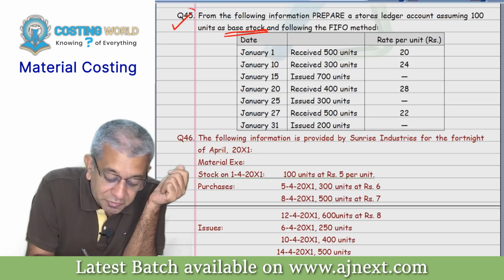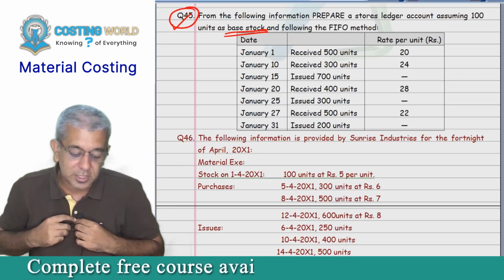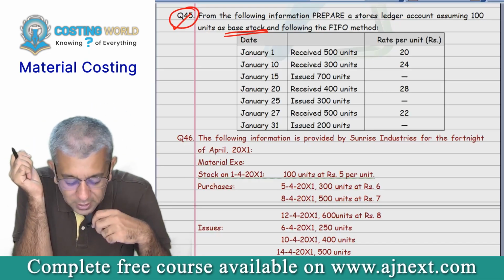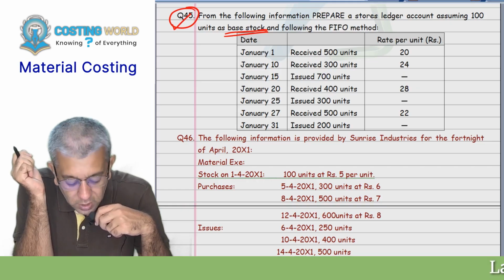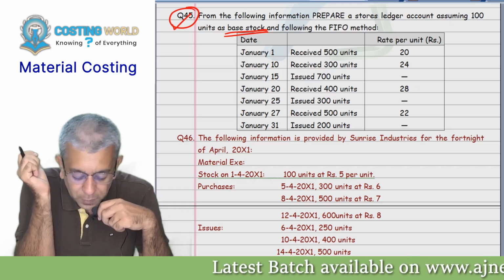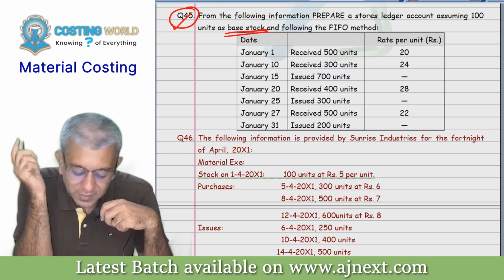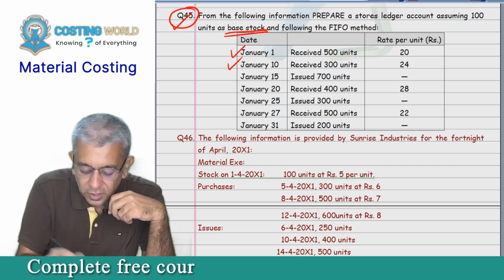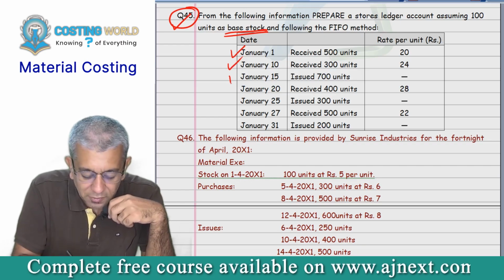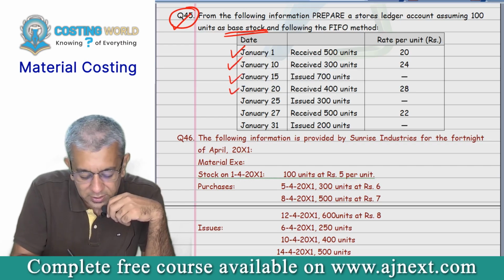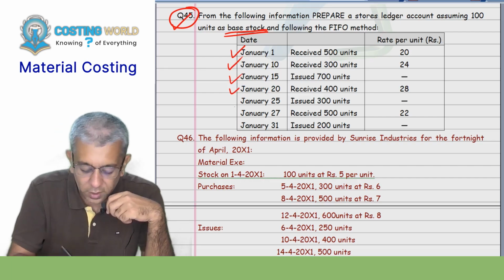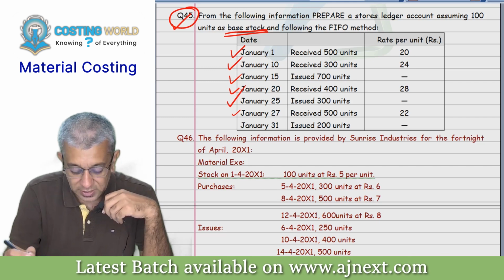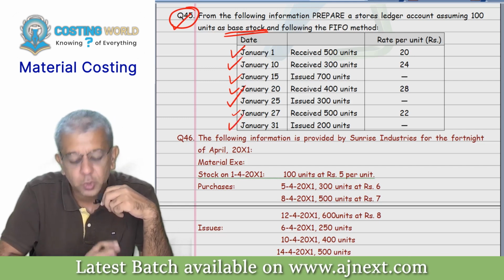Question number 45, we all are starting at this particular stage. Let's start with question number 45. Read: From the following information, prepare the stores ledger account assuming 100 units as base stock and following the FIFO method. Jan 1st received 500 units, Jan 10th received 300 units, Jan 15th issued 700 units, Jan 20th received 400 units, Jan 25th issued 300 units, Jan 27th received 500 units, Jan 31st issued 200 units.